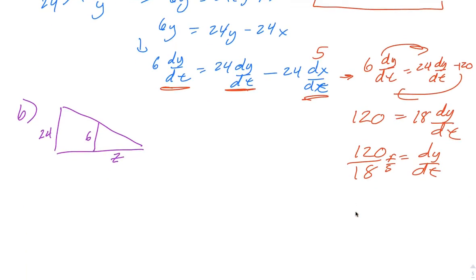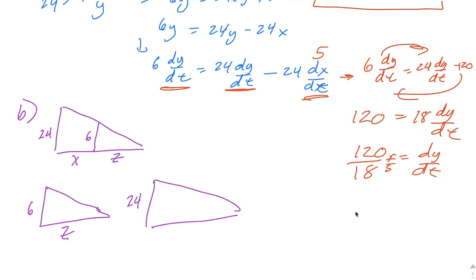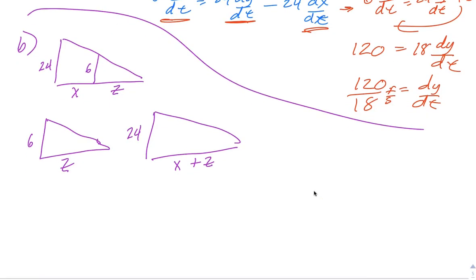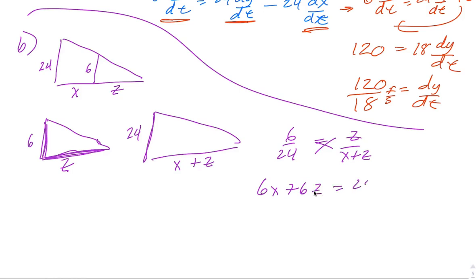What's a little easier this time? X is this side. Let's do the same we did last time. Let me draw two bigger triangles. So we have, let's say this is 6 and this is Z. Then we have a bigger triangle, 24, and this whole side would be X plus Z. And just like we did last time, we set up the proportions. I like to do small over big. 6 over 24 equals small over big, Z over X plus Z. Cross multiply. 6x plus 6z equals 24z.